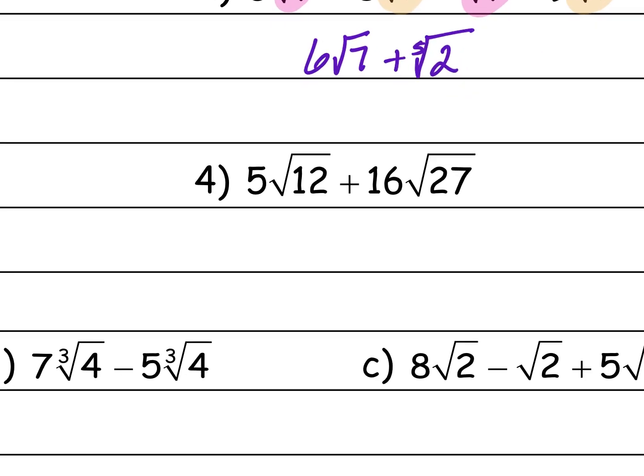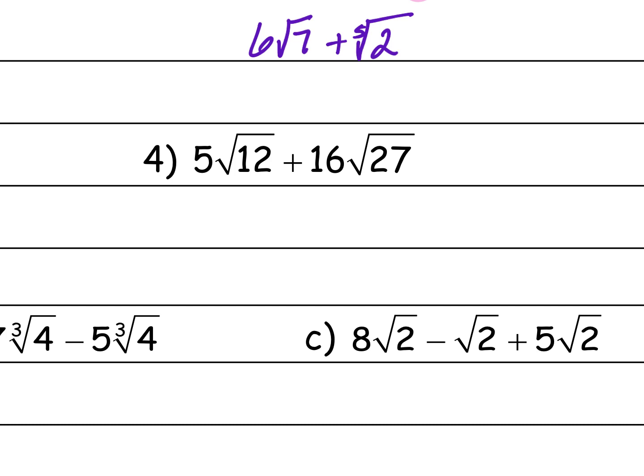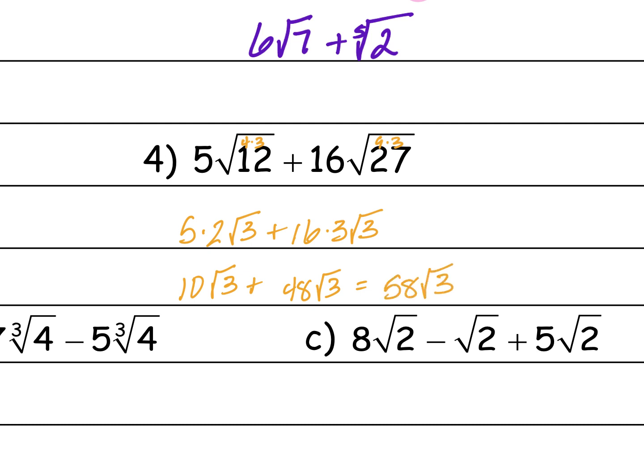Now they're both different. I have to just simplify both square roots. So let's see, 12 is, what is 12? 12 is 4 times 3, and 27 is 9 times 3. So I've got 5, square root of 4 is 2, square root of 3 plus 16 times square root of 9 is 3, square root of 3. So that would be 10 square root of 3 plus 48 square root of 3 equals 58 square root of 3.